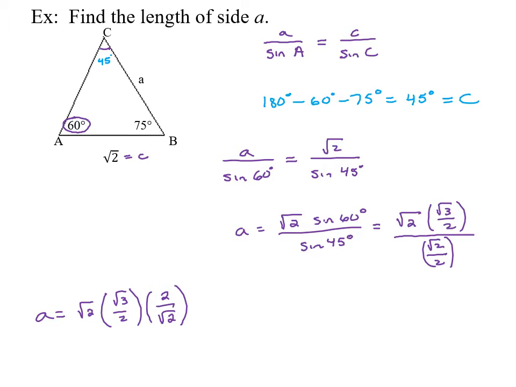And then we cancel stuff off. The root 2 sitting in front cancels the root 2 on the bottom. The 2 on the top cancels the 2 on the bottom. So apparently A is the square root of 3.